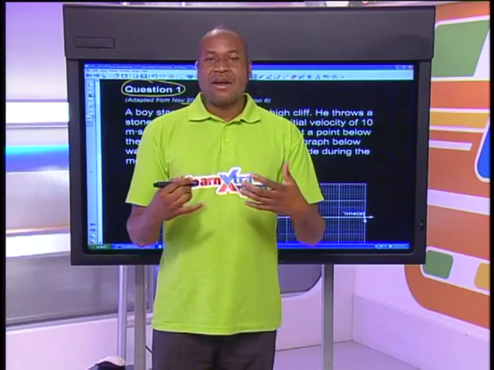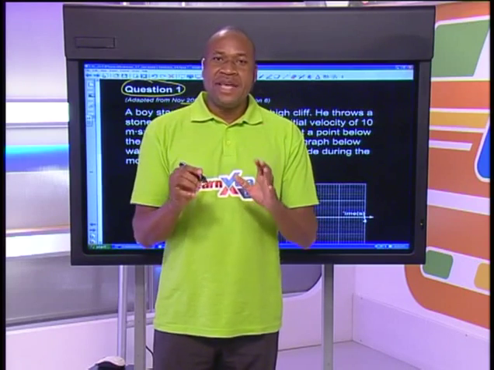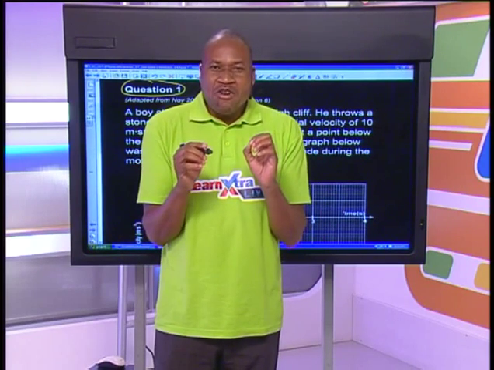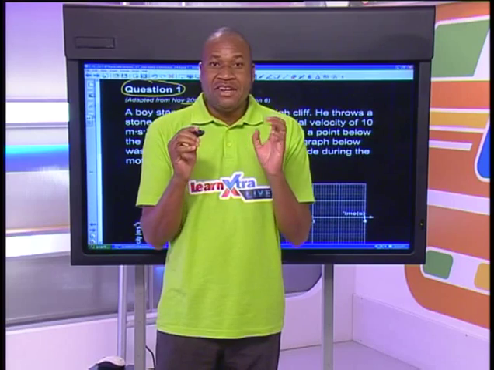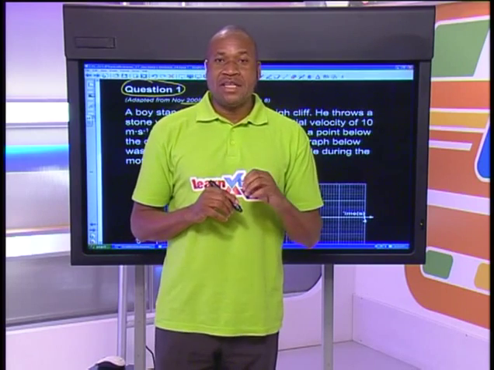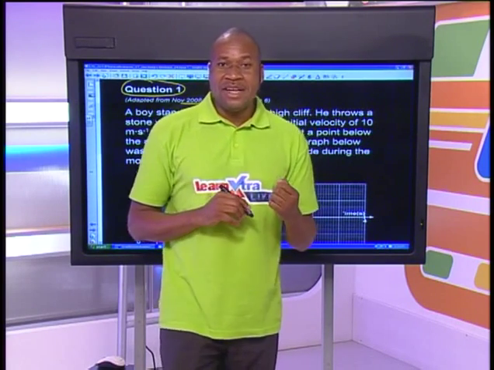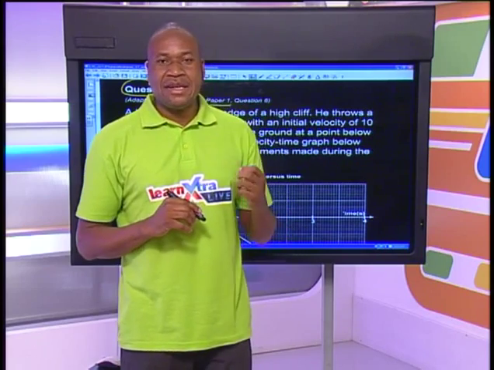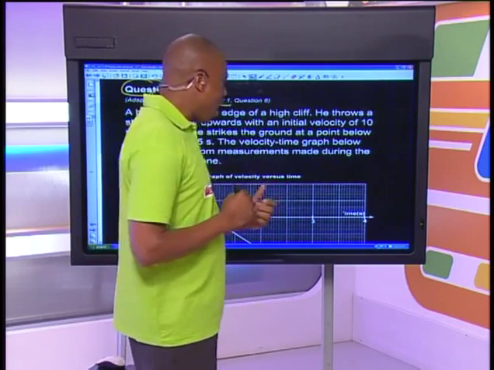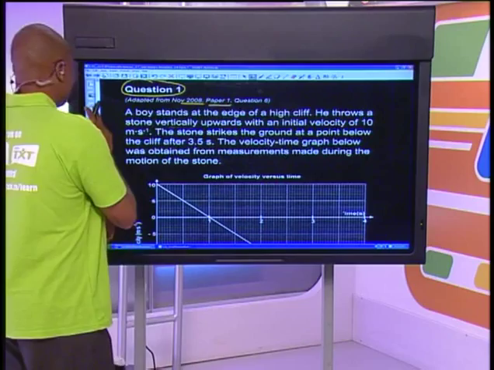So questions are given to you, and the questions are based on that graph. Try by all means to confine yourself to the graph and see how you can use the graph to answer those questions. And we are going to learn some of the skills and the necessary knowledge that is required for you to answer questions based on graphs.